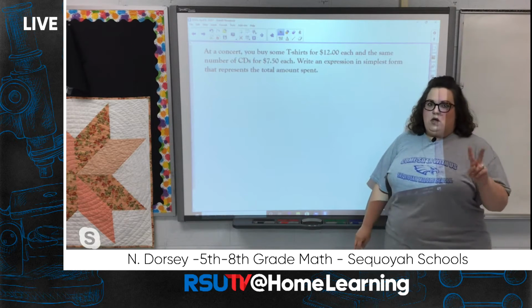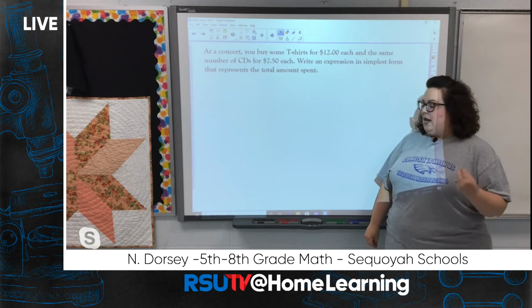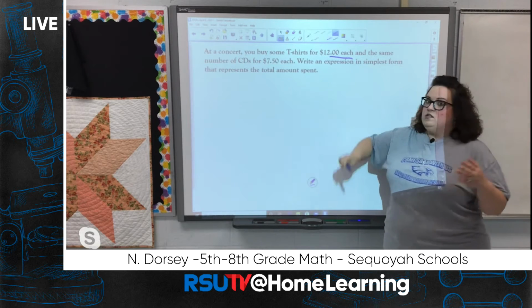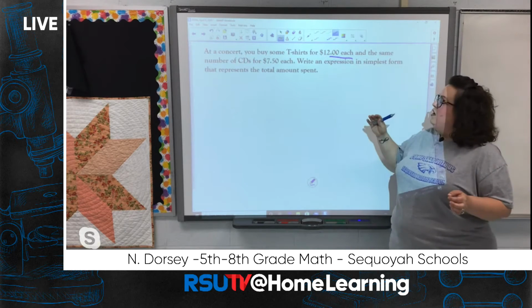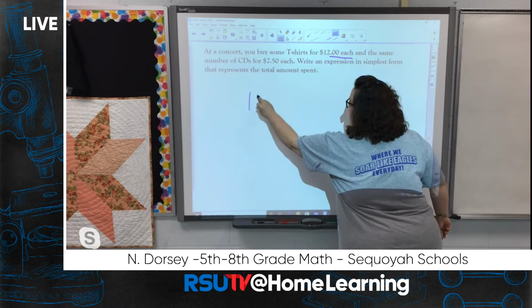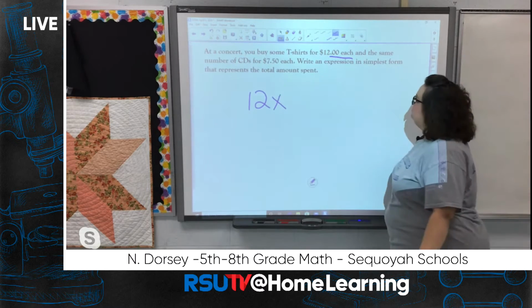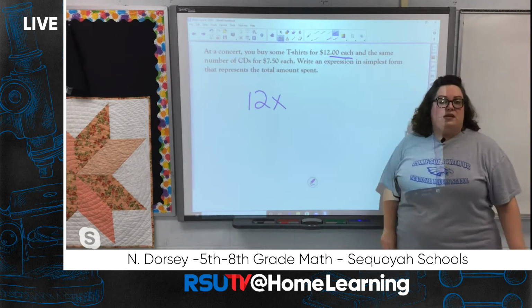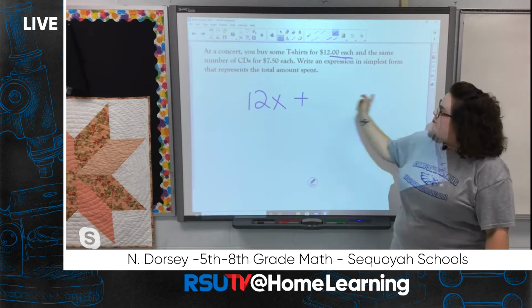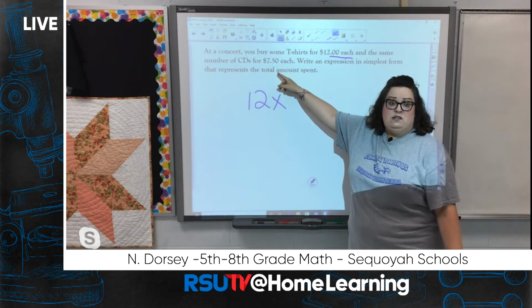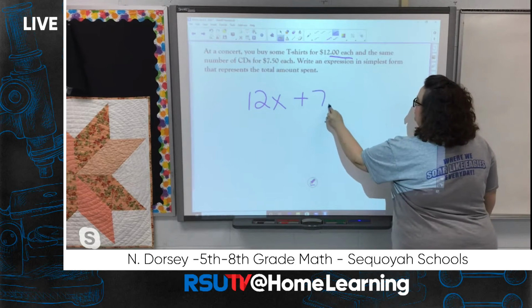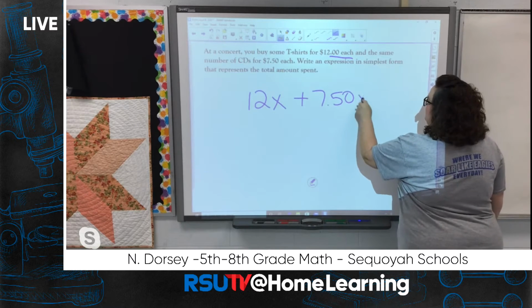So we've got two things going on here. We've got multiplication and addition. The word each means multiplication, $12 each. So I know that that is going to be represented by 12x. And represents addition. So I'm going to go ahead and write my addition sign. And then if I go down back here, I've got $7.50 each. So that's that multiplication again. So I'm going to write $7.50 each.